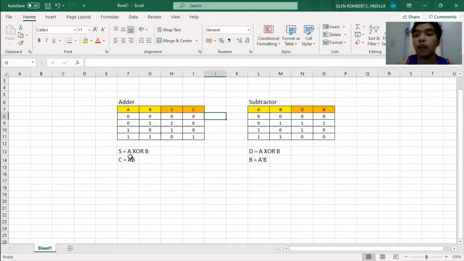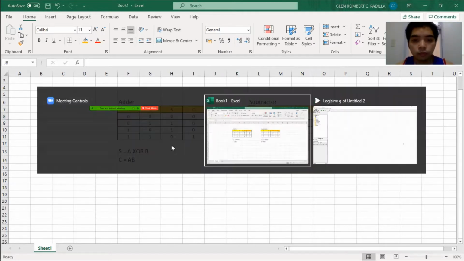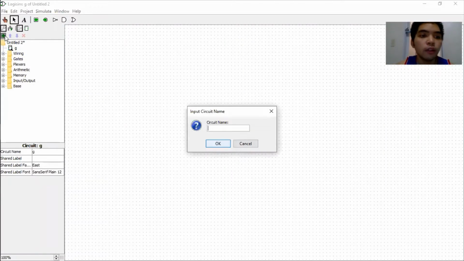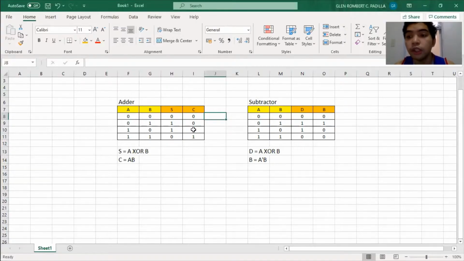So we can have A and B ANDed. So here we are now going to make it. This truth table is for the half adder.